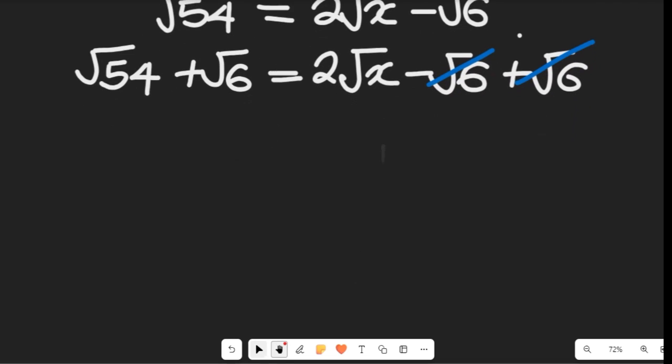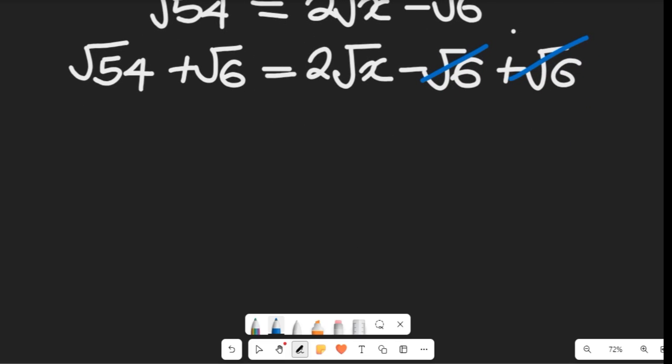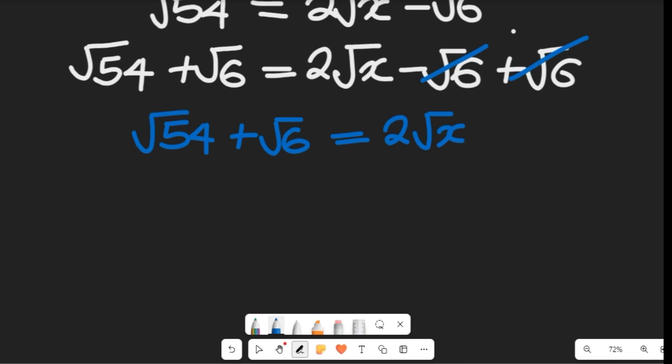In the next step, we are going to simplify this. This will now give us the square root of 54 plus the square root of 6 equal to 2 square root of x. So what do we do from here?